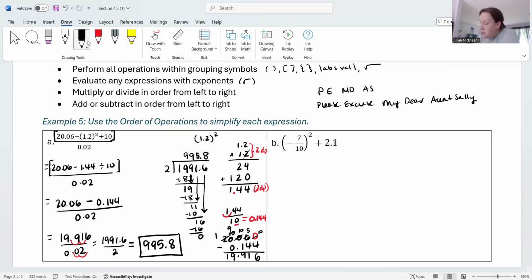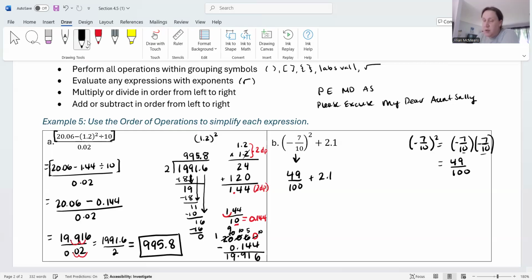Okay, so off to the side, we have negative 7/10 squared. Well, that is negative 7/10 times negative 7/10. So first of all, I have a negative in parentheses with an even exponent. That's going to make this whole thing positive, okay? And then technically, 7 times 7 is just 7 squared, or 49. And then 10 times 10 is 100. So this right here, the negative 7/10 squared, translates to positive 49 over 100.